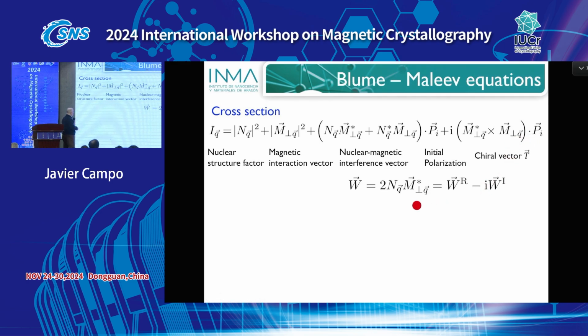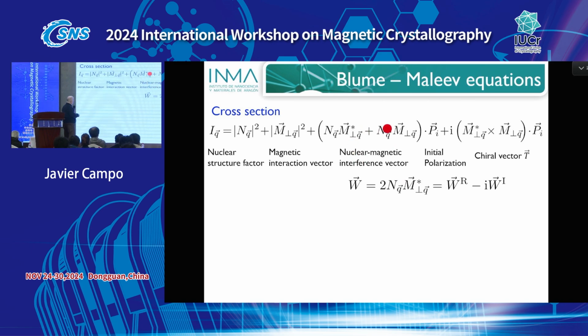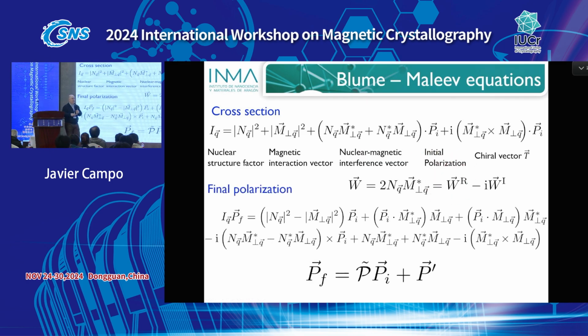And then this nuclear magnetic interference vector, we can define this vector like this, with a real part and one imaginary part. But one vector plus its complex conjugate is 2 times the real part. That means that this will be this part of the vector. Okay? I follow the notes taken from Juan. I don't know where you took these notes, but I was inspired by your notes.